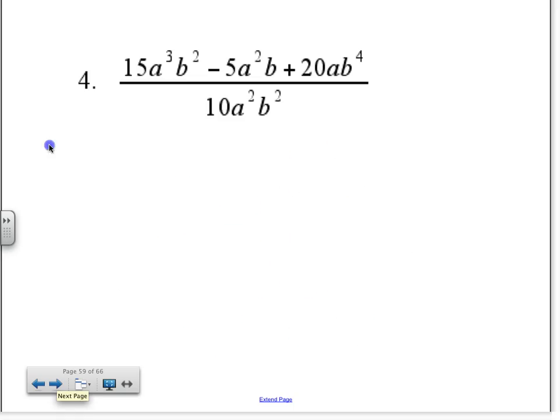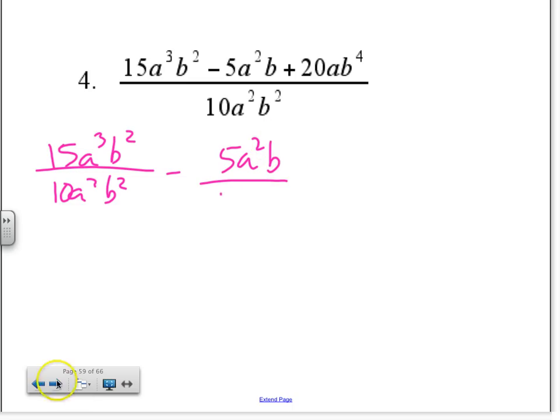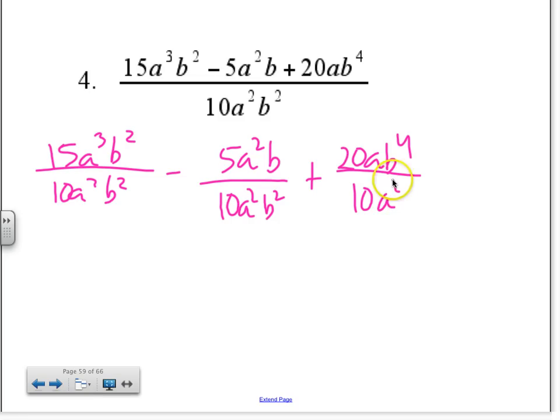So watch what happened. We get 15a cubed b squared over 10a squared b squared, minus. Stay focused, please. Okay. Thank you.